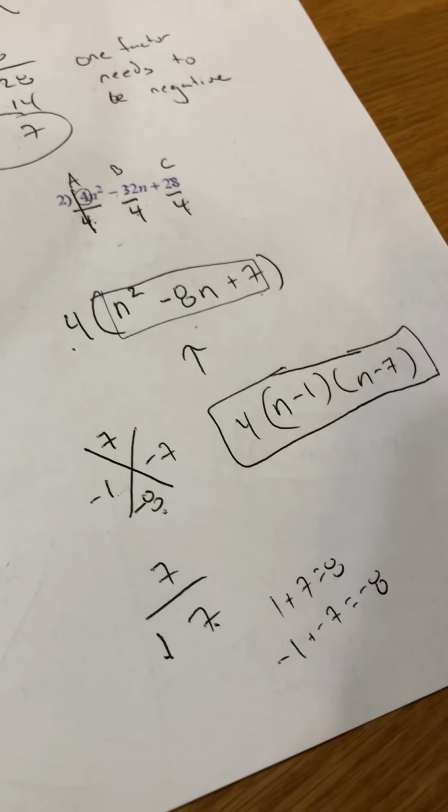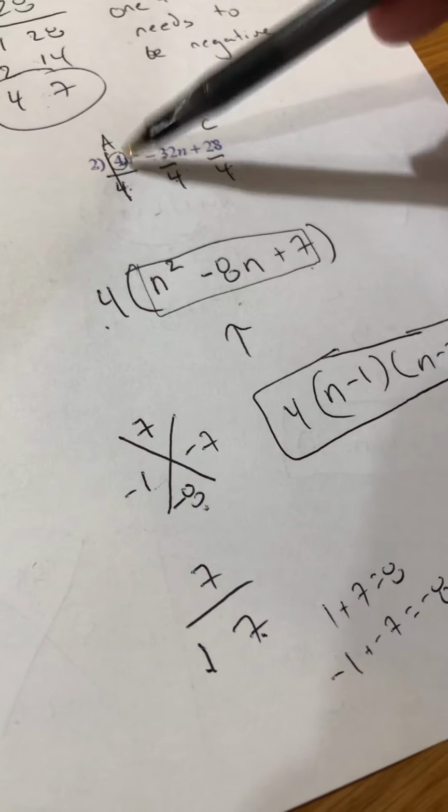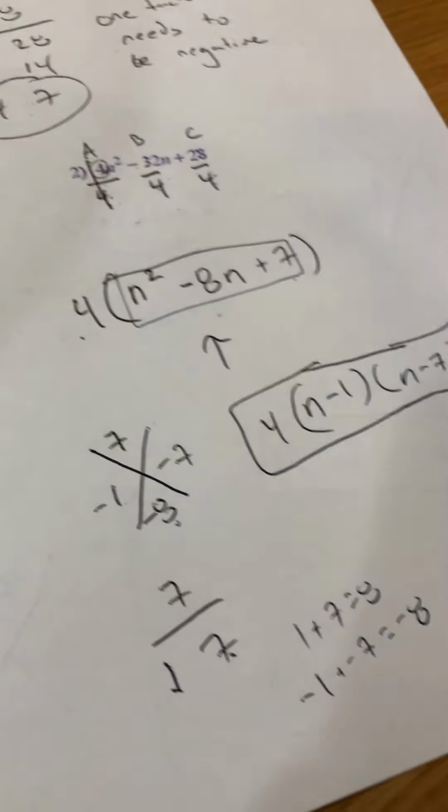So you do have one homework problem where you have a constant out in front that's not 1. What you've got to do is divide that away, then do your diamond puzzle.